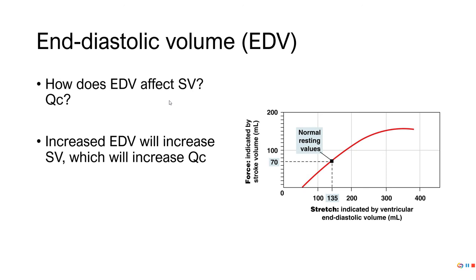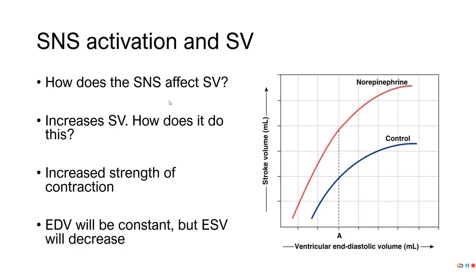Okay, and the relationship between end diastolic volume and stroke volume is, as end diastolic volume increases, so does stroke volume. Our cardiac muscle cells are designed in a way that the more they're stretched out, the stronger their contraction. Okay, now this can be altered if we have a sympathetic response.